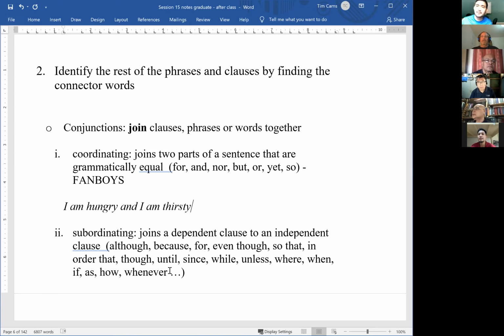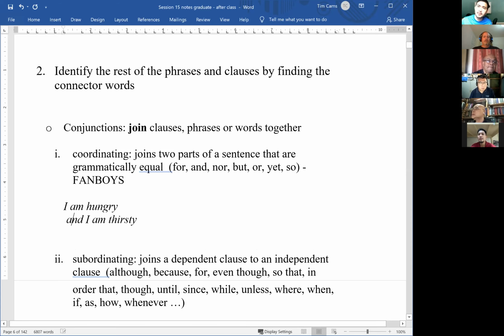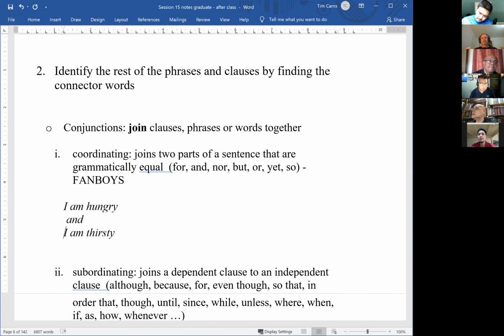So notice here we have two independent clauses that are connected by the word and. They're both of equal importance and they're grammatically the same. I am hungry and I am thirsty. They are grammatically equal, both independent clauses.